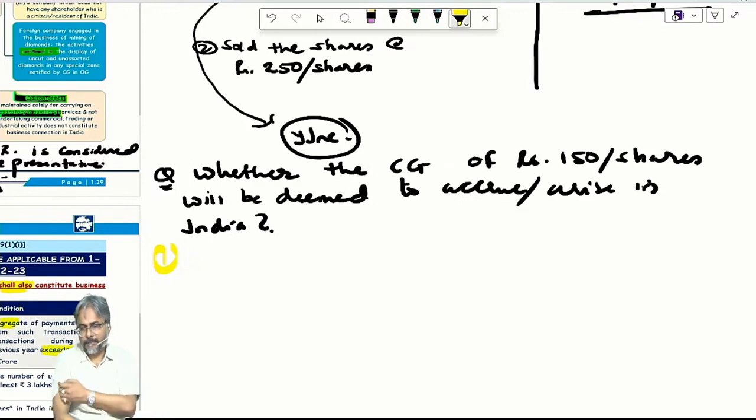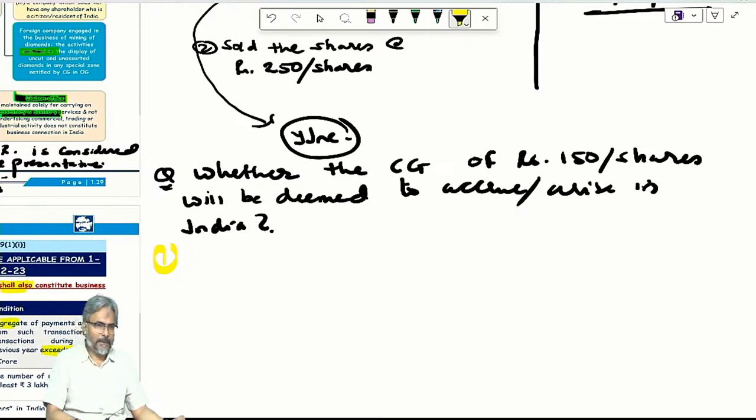Point number 1, students. The shares of a company are said to be situated at the place where the company is incorporated.